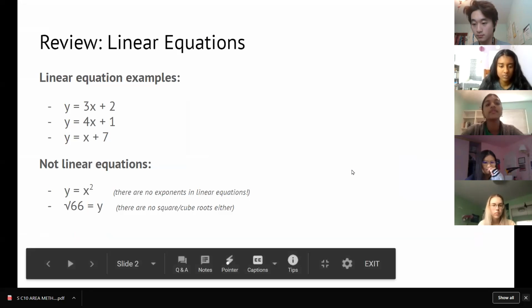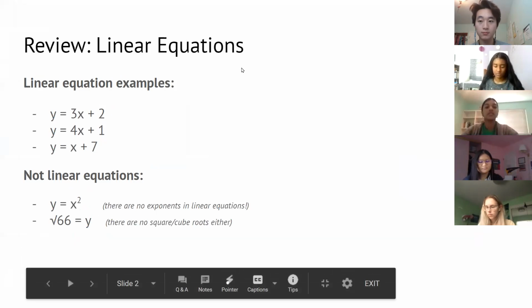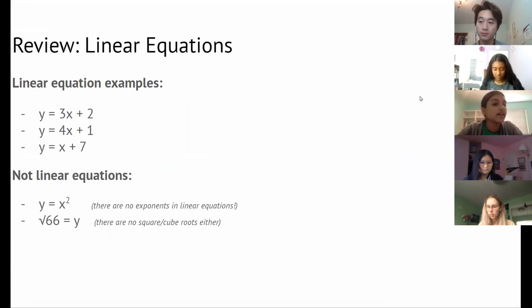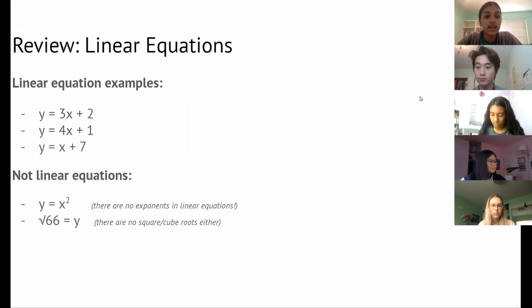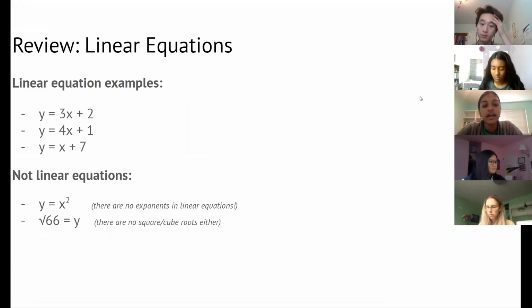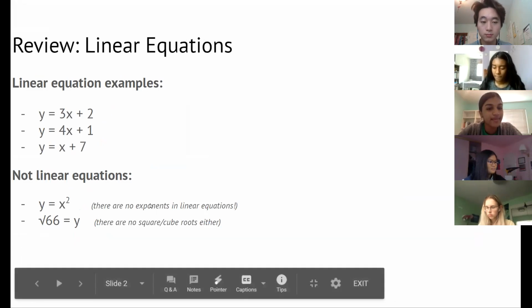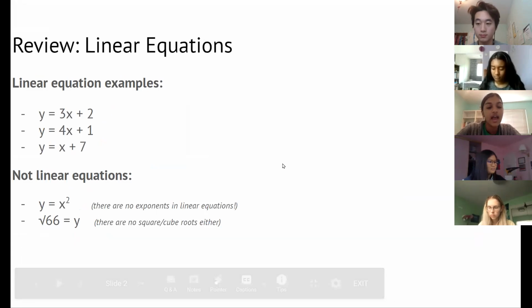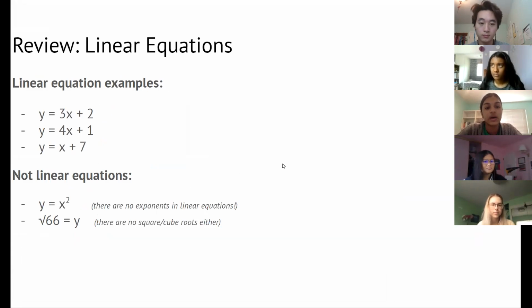Okay, so to review linear equations. The first three are examples of linear equations: y equals 3x plus 2, y equals 4x plus 1, and y equals x plus 7. And some that are not linear equations is y equals x squared, because that would not be a linear equation since there aren't any exponents. And then root 66 equals y.